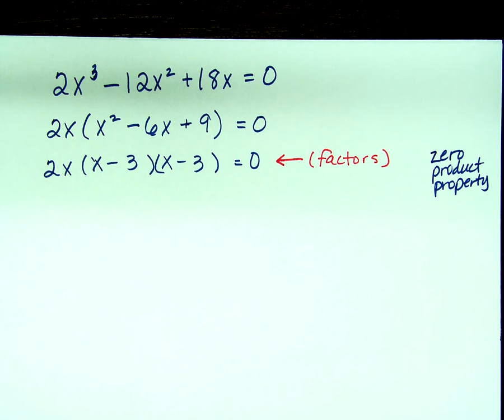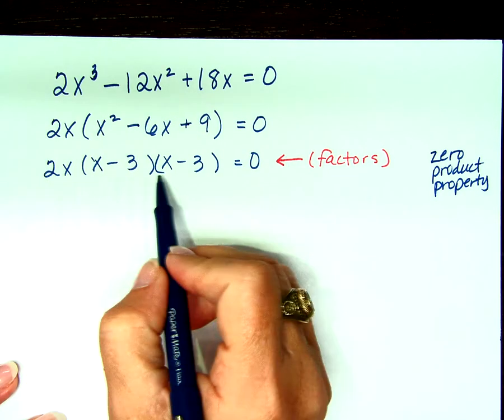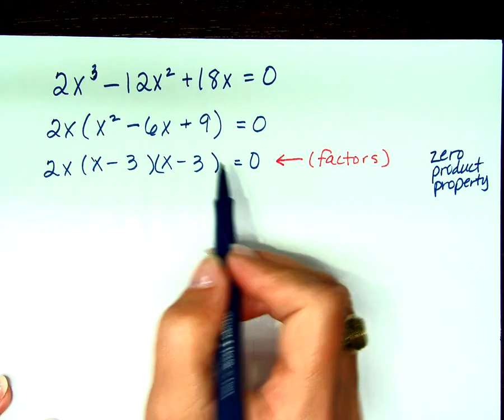Okay? The zero product property says that if things multiply together to be 0, one of those things has to equal 0. Because the only way you can multiply things together and get an answer of 0 is if one of those is 0, right? It doesn't matter what any other number is that you choose. If I multiply it by a 0, I'm going to get a 0. Does that make sense?